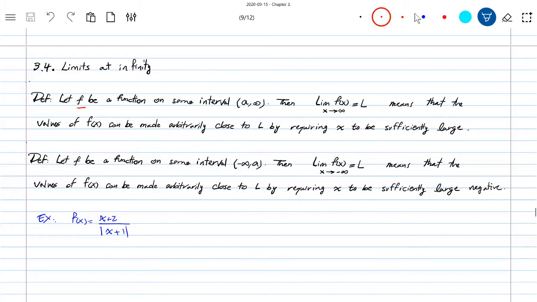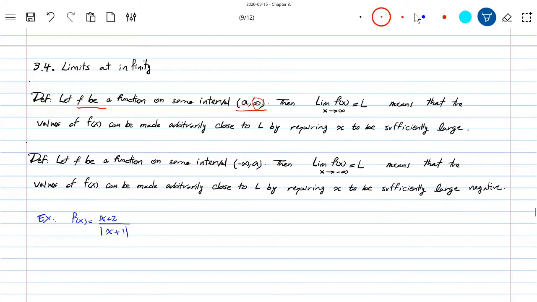Given a function f over a specific interval from a to infinity, this a is just a constant. It could be from negative infinity to positive infinity. At the moment, we only care about the fact that the function is defined over an open interval. It means going toward infinity is possible.